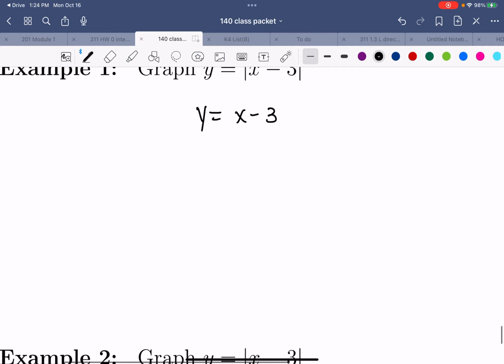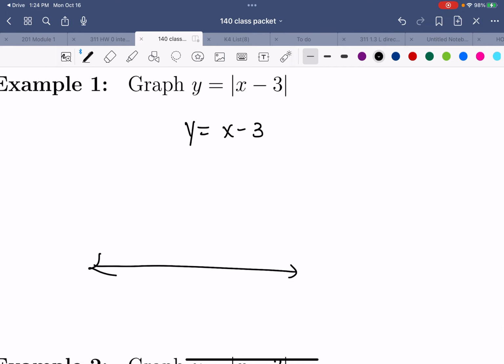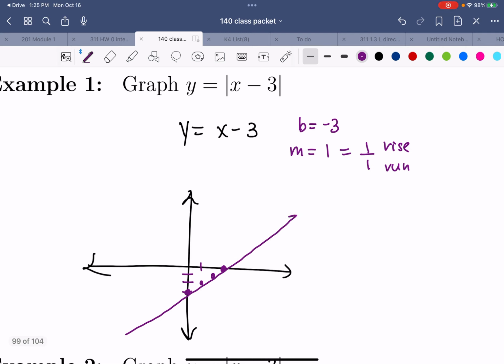And so we're going to go ahead and graph that. So here's my coordinate plane. And this is a line, and its y-intercept is negative 3. And my slope is the number sitting in front of the x, which is just a 1. So I'm going to go to negative 3 on the y-axis. And remember, m equals 1, that's 1 over 1, and that's your rise over your run. So we're rising 1 and going to the right 1. Up 1, right 1, up 1, right 1. And I'm going to go ahead and graph that. Okay. Now, that is the line of y equals x minus 3.